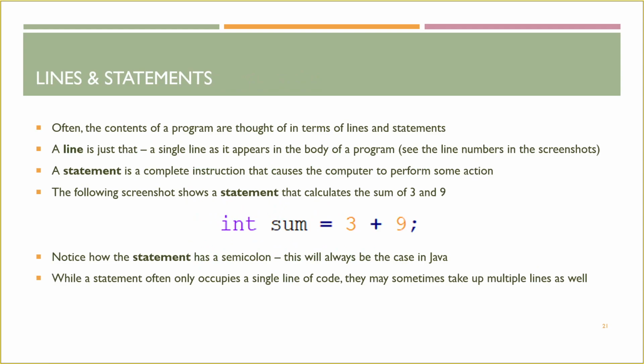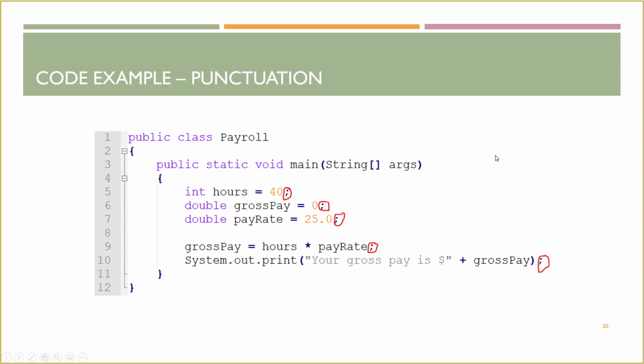So I just want to talk about some terminology here, because a lot of people get tripped up on terminology. I just wanted to address it. When we talk about a program, we talk about our program in terms of lines, and we talk about it in terms of statements. So a line is exactly what it sounds like. It's just a single line in the body of the program. So line 6 is right here. Double gross pay is assigned the value of 0. That's line 6.